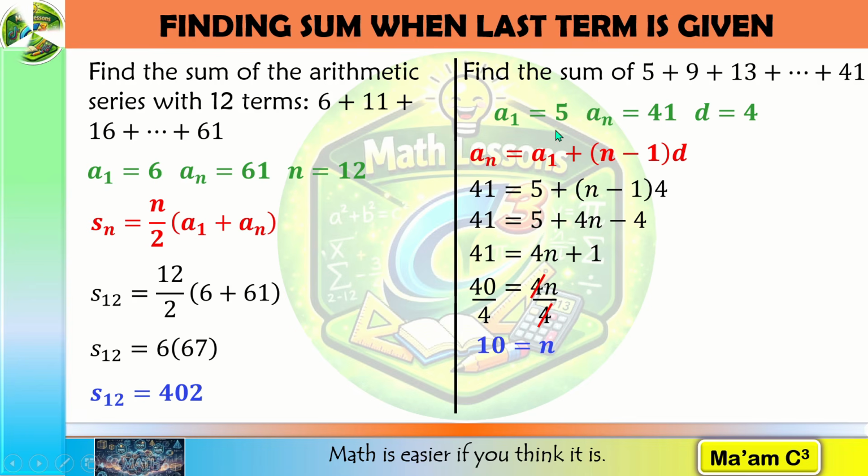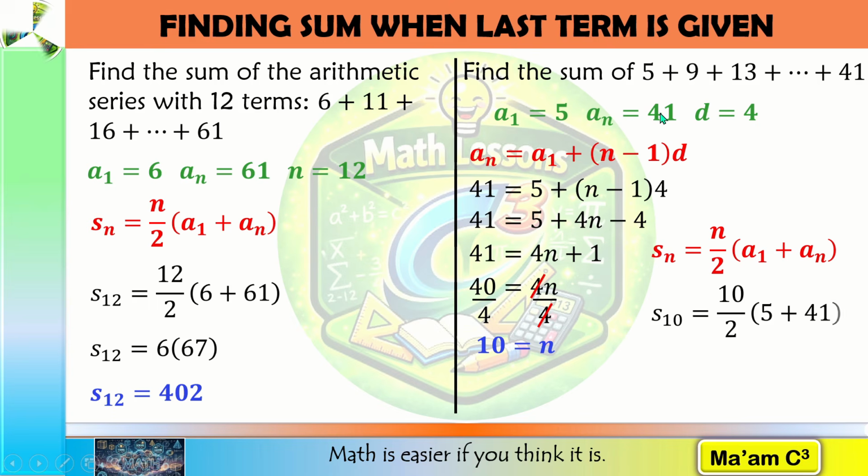We have the value of the first term. We have the value of the last term. We can now use the first formula for our arithmetic series. So s sub n, that would be s sub 10. Our n again is 10. Our a sub 1 is 5 and a sub n is 41. 10 divided by 2 is 5 and 5 plus 41 is 46. 5 times 46 is 230. So the sum of the arithmetic series with 10 terms, starting from 5 up to 41, is 230.